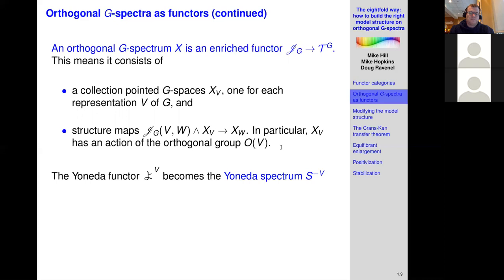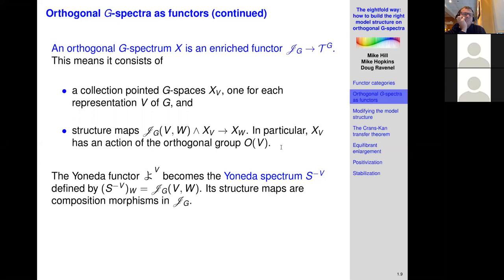And we can talk about the Yoneda functor. Remember, the Yoneda functor is defined for every object in the indexing category. In this case, the objects are representations V. So we get something known as the Yoneda spectrum, which I denote by S^{-V}. Its W-th component is the space J_G(V,W). So this is the Yoneda spectrum, and its structure maps are related to composition morphisms in J_G.